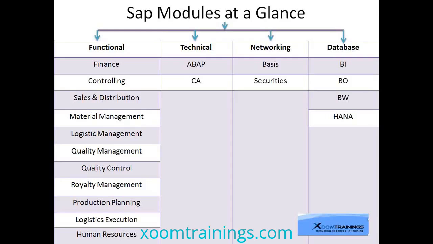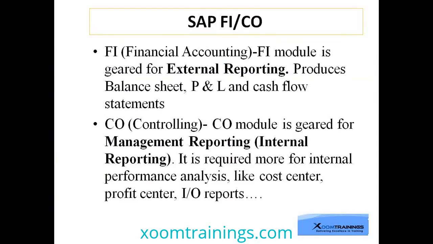BW. These three come under the Oracle dimension tool, and HANA comes under... Finance and controlling. Here, finance is for external reporting like balance sheet, profit and loss account, and cash flow statement, and CO, controlling, is for management reports or internal reports like cost center, profit center, internal order, and so on.